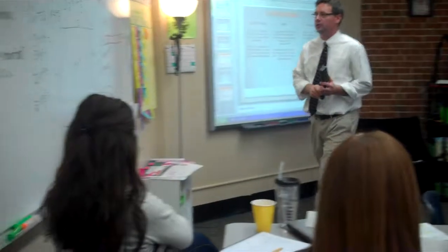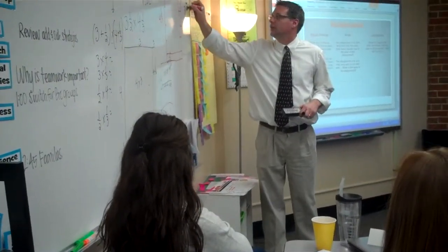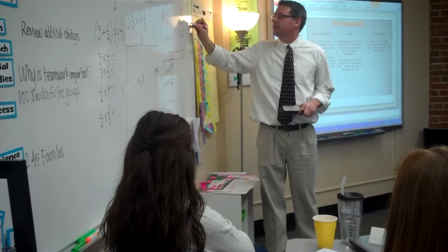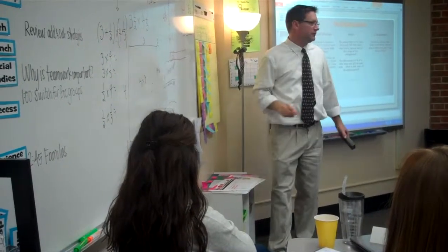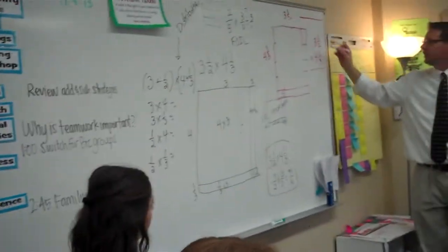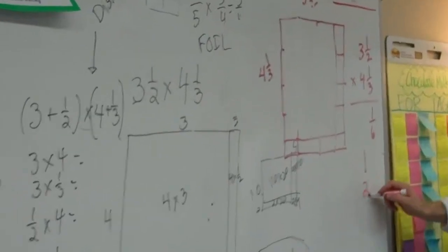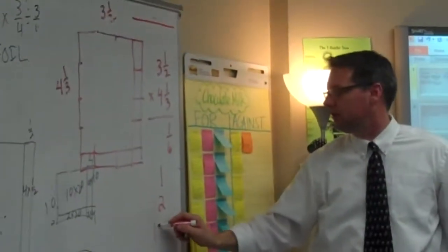Okay, now one more possibility that a kid could use. 3 1/2 times 4 1/3. Can stack it. And then we can go 1/3 times 1/2 is 1/6. 4 times 1/2 is 2. 4 times 3 is 12.